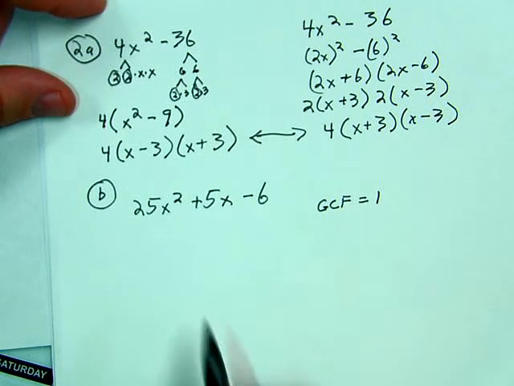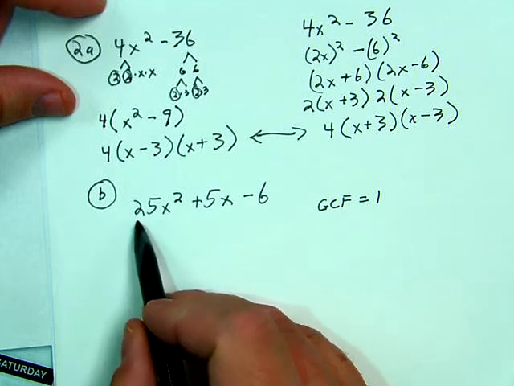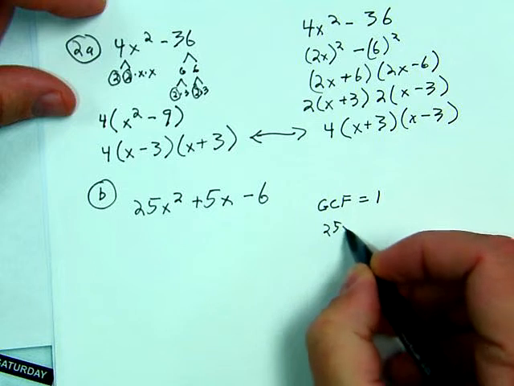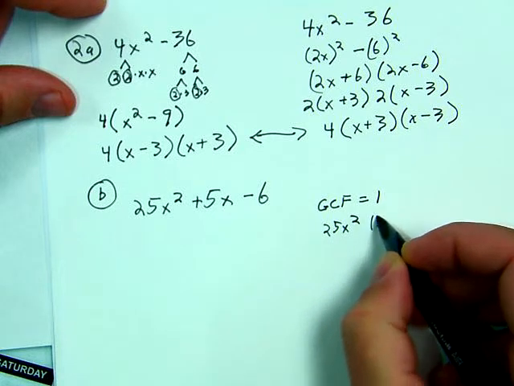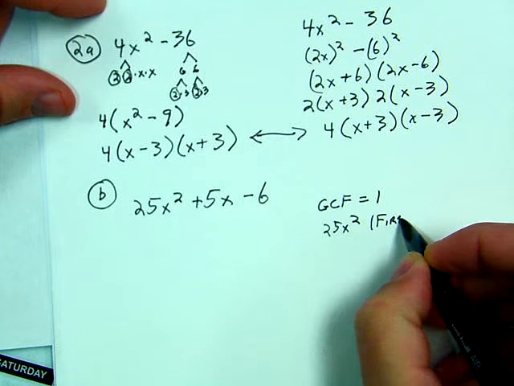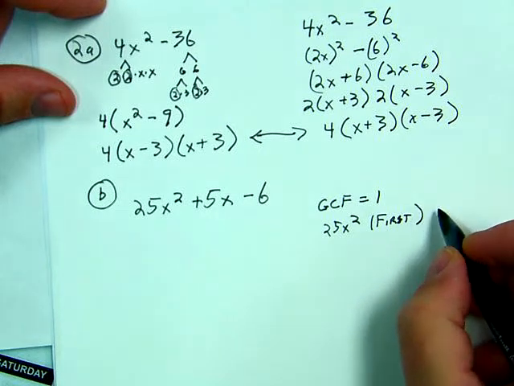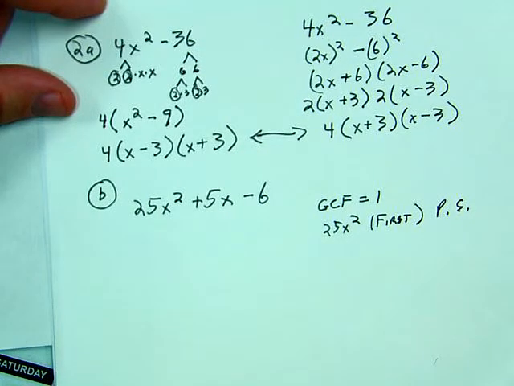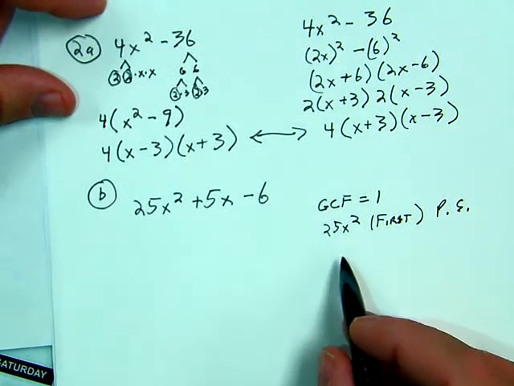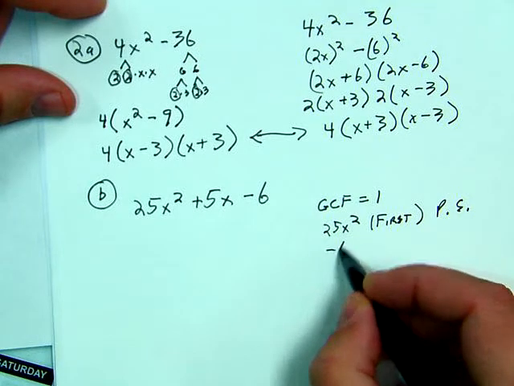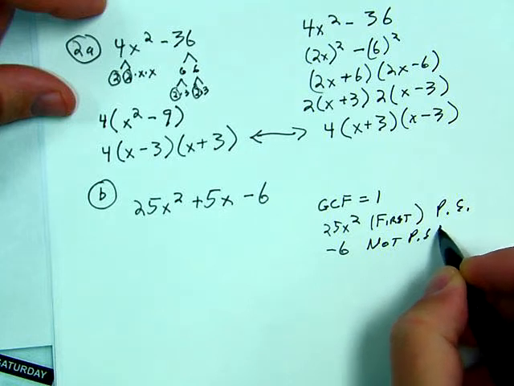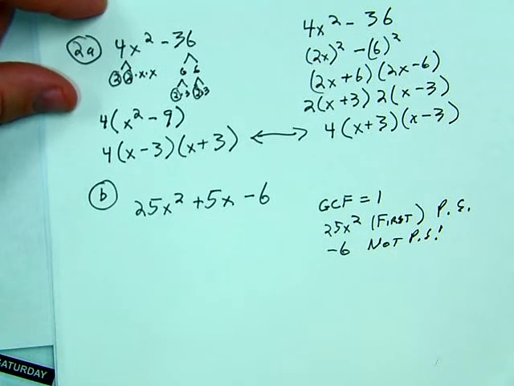So then I say, well, is this a perfect trinomial? Well, that means, is this a perfect square? Well, 25x squared, yeah, so the first term is a perfect square. I'll just write PS, perfect square. So now the last term, then the second rule of a trinomial is the last term. Negative 6 is not a perfect square. So this cannot be a perfect trinomial, so I can't use that.